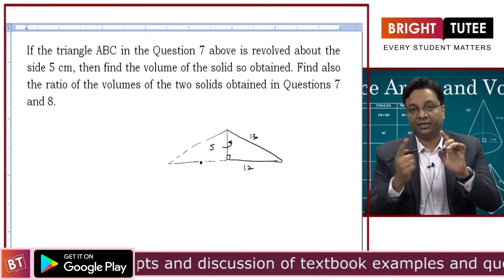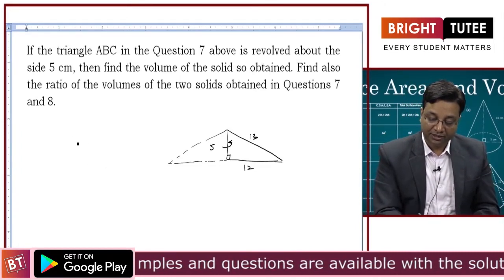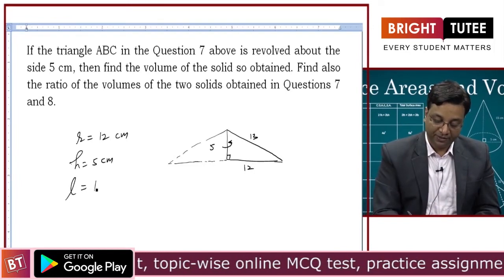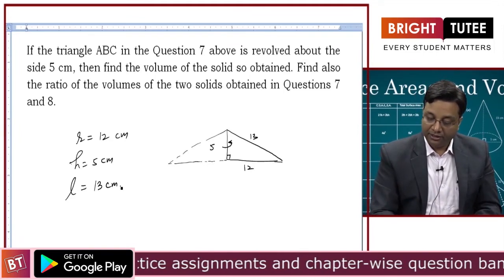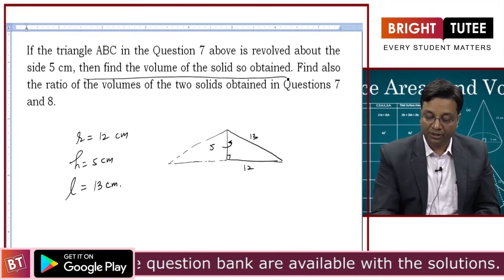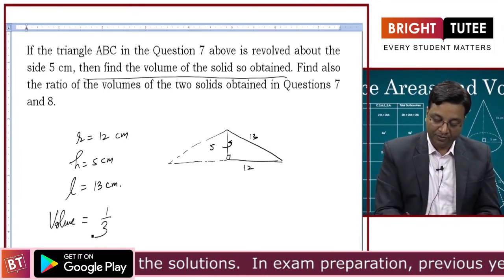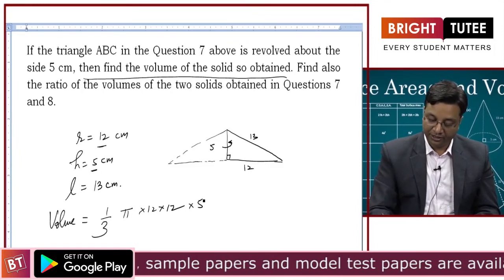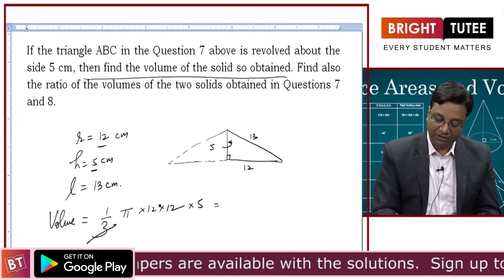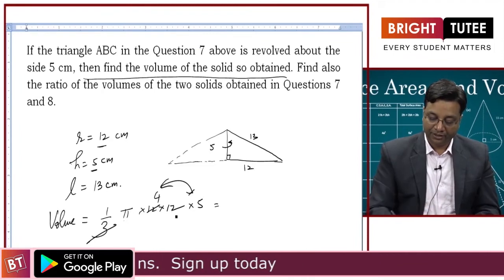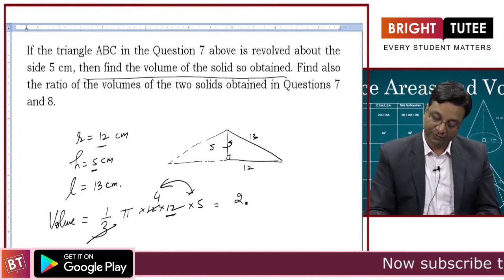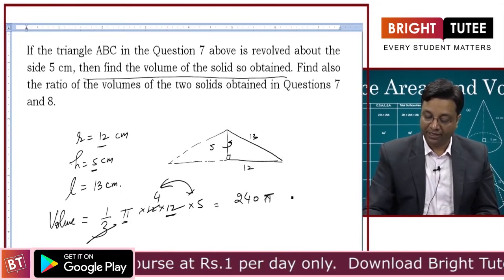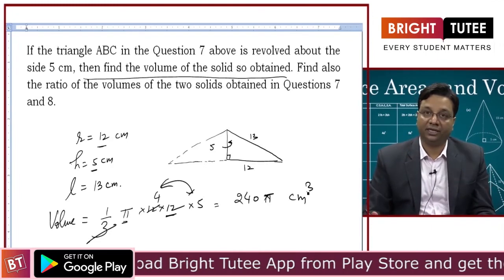I can again visualize a cone, right, a solid cone. Now this time the dimensions have changed. This time the base radius will be 12 centimeter, height will be 5 centimeter, and slant height will be the same, that is 13 centimeter. So now if I need to find the volume of the solid, the volume this time will be 1 by 3 pi radius square, that is 12 into 12 into height, that is 5. Okay, so it will be equal to, this is 22 by 7, so let me write 4 here, 4 into 5 is 20, 20 into 12 is 240, and this is pi, right? So you can leave the answer like this also, 240 pi centimeter cubes. Okay, this is a perfectly correct answer.